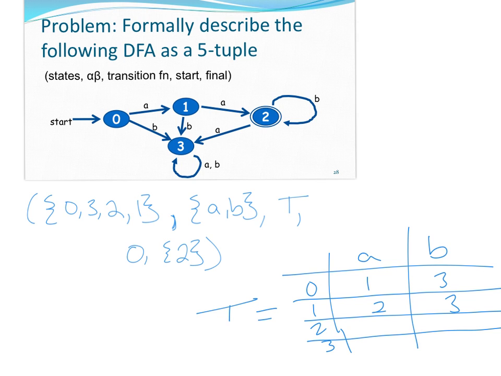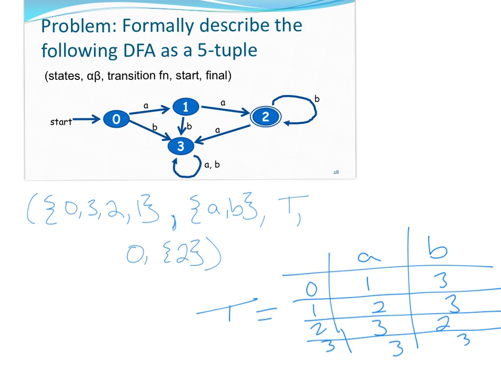If we're at 1 and we see a B, we go to 3. If we're at 2 and we see an A, we are at 3. If we're at 2 and we see a B, we go to 2. And if we're at 3, no matter whether we see an A or a B, we end up at 3. Okay? So here is my formal 5-tuple for this DFA, and this T transition table is an essential part of that, because I can't just say, stuff T in here.